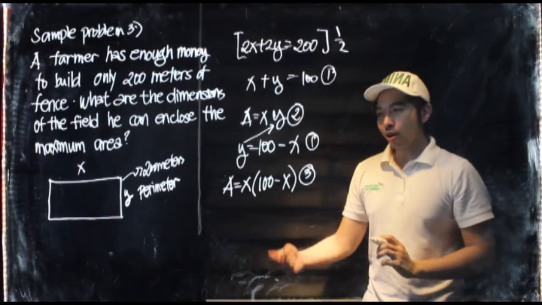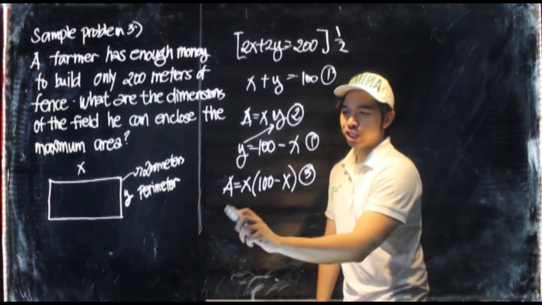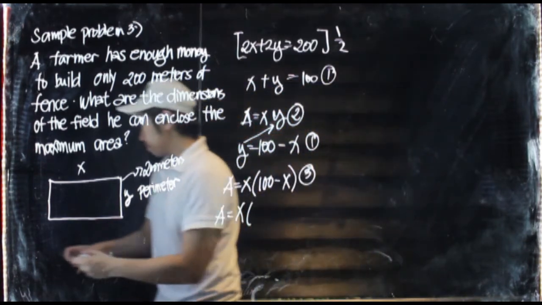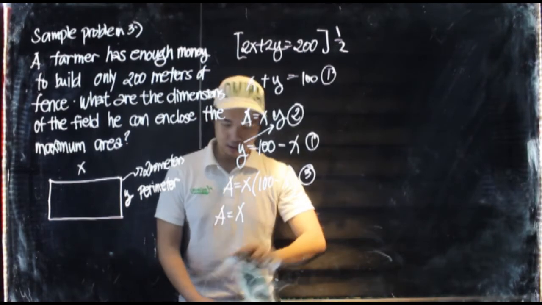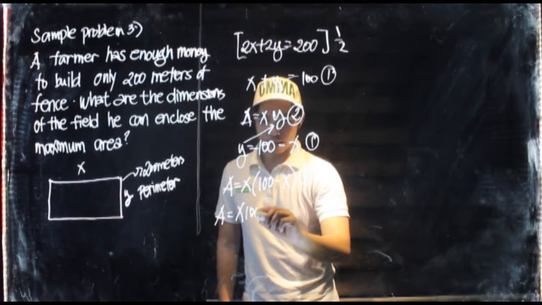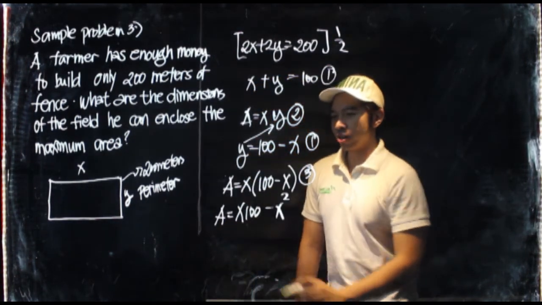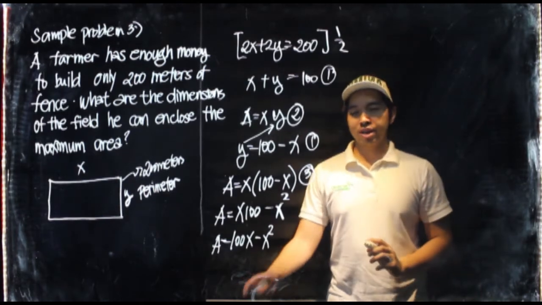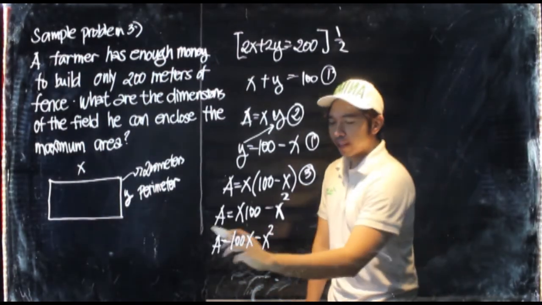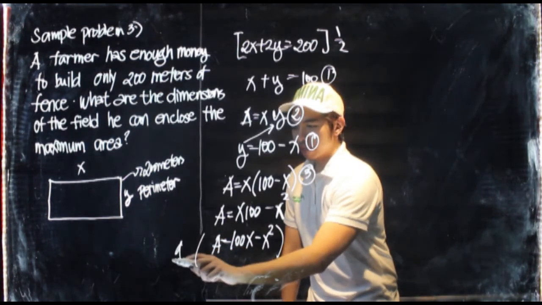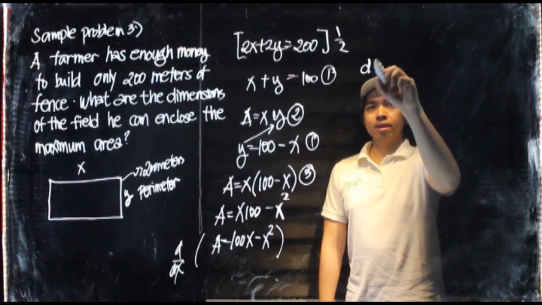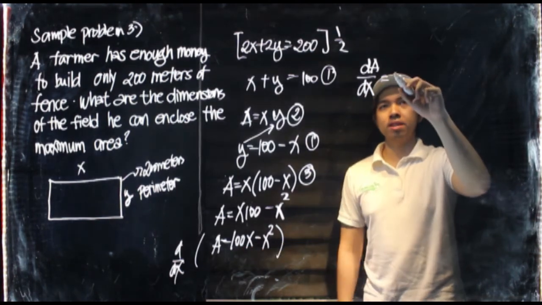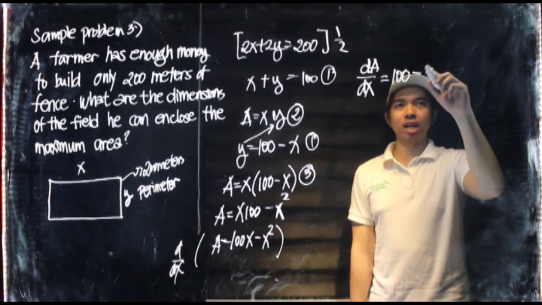Now we'll simplify or rearrange this. The area is equal to x times (100 minus x), so the area is equal to 100x minus x squared. That is our third equation rearranged. Now we find the derivative with respect to x, so that dA/dx is equal to the derivative of 100x, which is 100, minus the derivative of x squared, which is 2x.